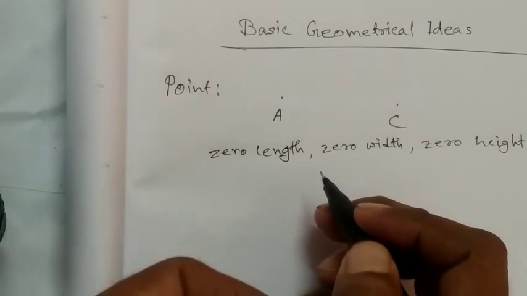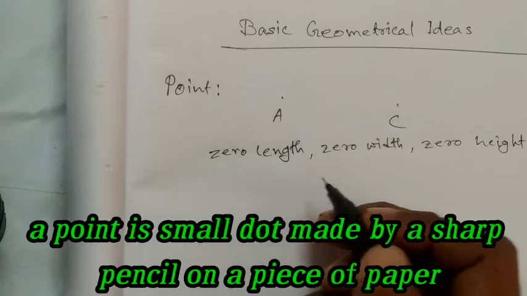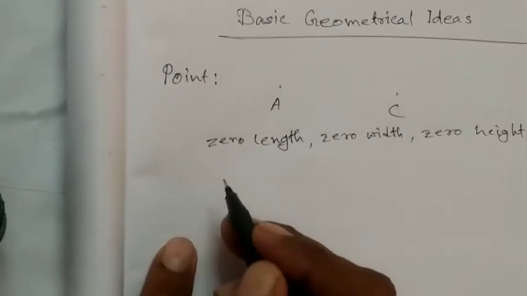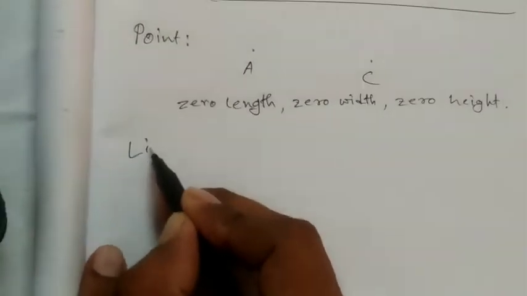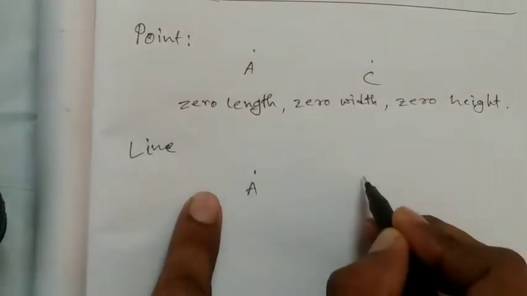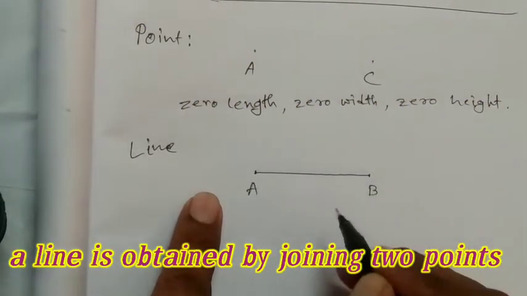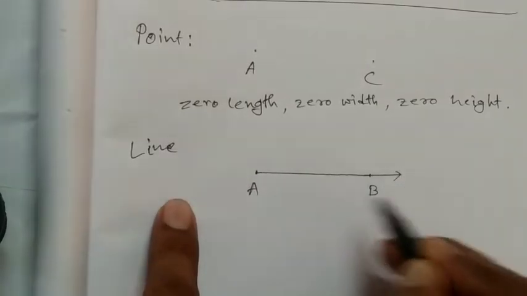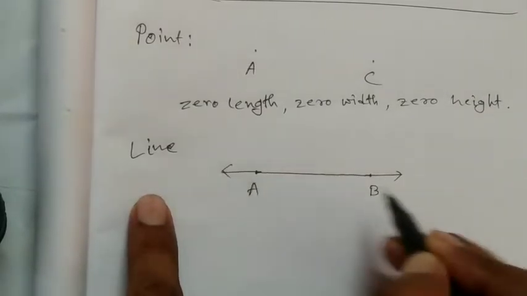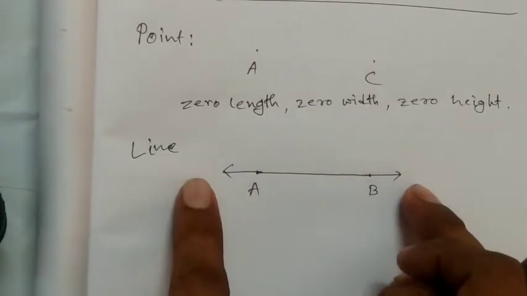What is a point? A point is a small dot made by a sharp pencil on a piece of paper. That is the point. And next is line. What is a line? Here A and B are 2 points. A line is obtained by joining 2 points. We obtain a line. It extends infinitely in both the directions.